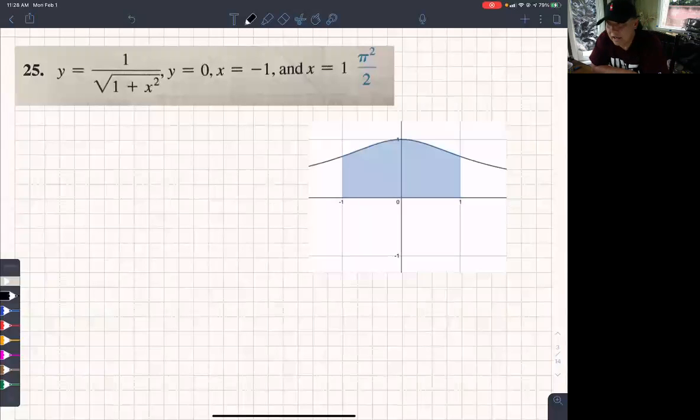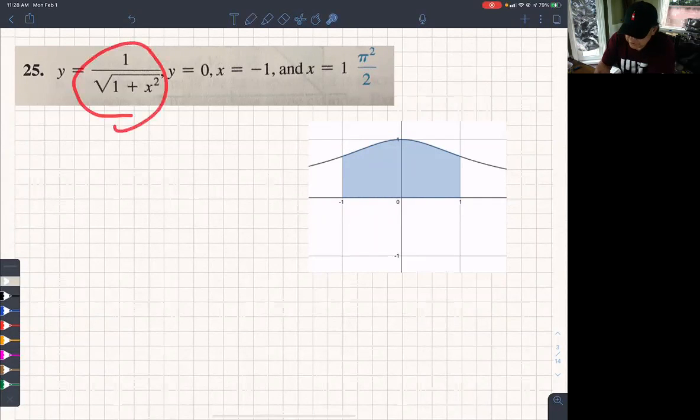So this is 6.3, number 25. I told you to go ahead and use a calculator on this. I will show you that you don't have to use a calculator. I just did that so you get practice on your calculator. But if you were to graph this on your calculator, you would get this function here.